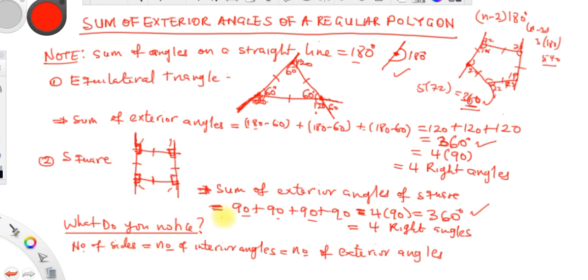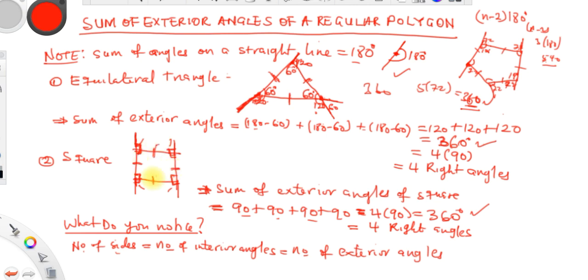Apart from noticing that the sum of the exterior angles of any regular polygon will give you 360, we also notice that the number of sides of a regular polygon is always equal to the number of interior angles and equal to the number of exterior angles. This is an equilateral triangle. How many sides has it? 3 sides, all equal. How many interior angles? 3. How many exterior angles? We have 3.